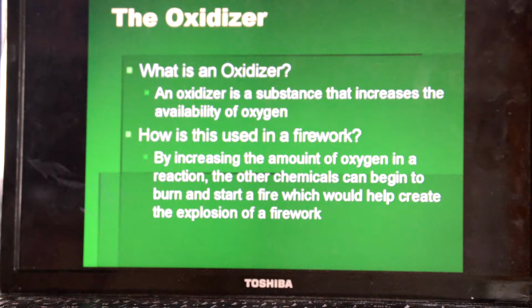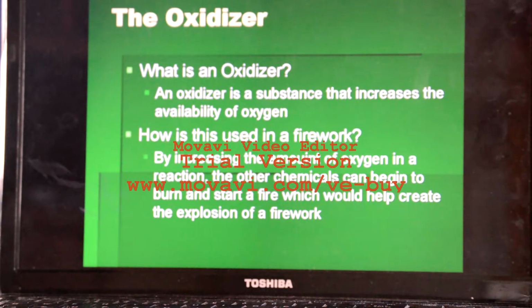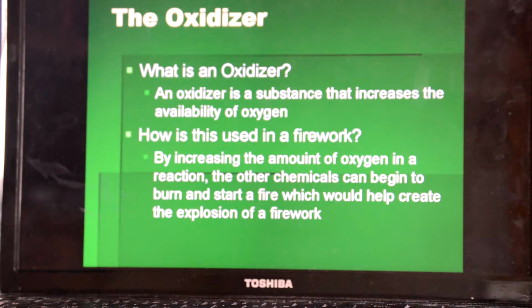What is an oxidizer? An oxidizer is a substance that increases the availability of oxygen. How is this used in a firework? By increasing the amount of oxygen in a reaction, the other chemicals can begin to burn and start a fire, which would help create the explosion of a firework. So basically, the more oxygen you have in a reaction, the easier it is to light it on fire.